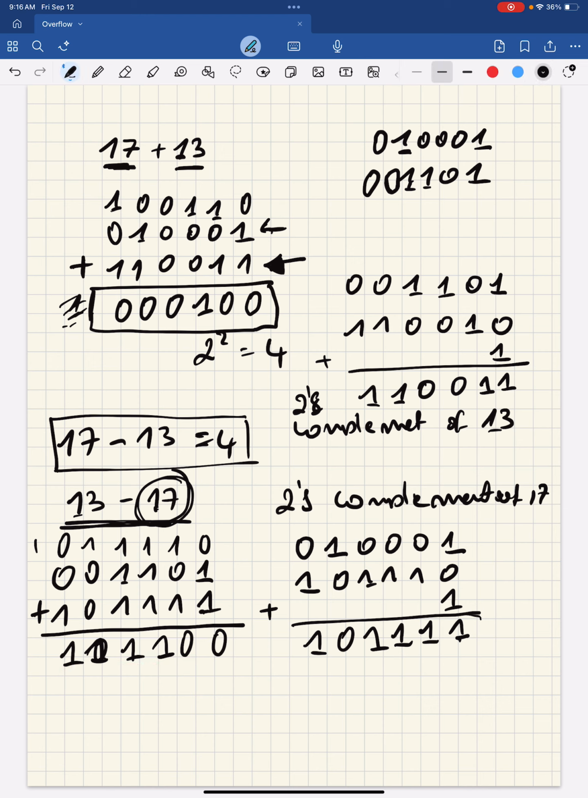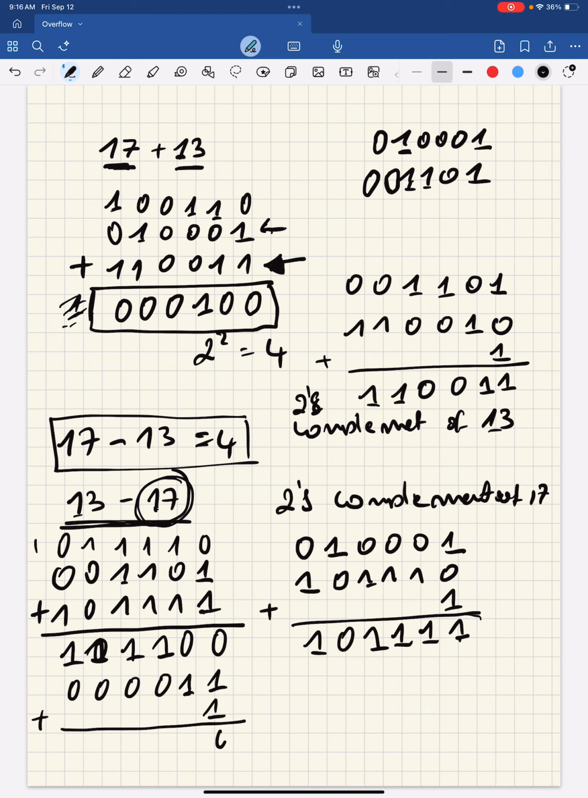So let's go. We flip the 1 here, it gives us a 0. We flip the 1 there, we get a 0. We flip a 1 here, we get a 0. We flip a 1 here, we get a 0. And then we flip a 0 here, we get a 1, and we flip a 0 here, we get a 1. So that gives us the 1, 1 in the end. And to finalize the 2's complement, we add a 1 to the resulting value.